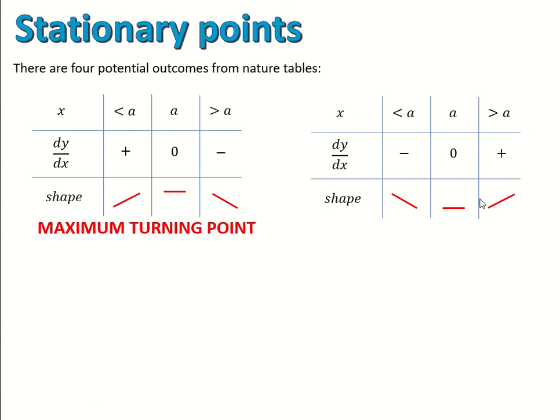As we've just looked at, you'd have your A in the middle, you know it's 0, you know it's flat. To the left of it, if it was negative, it's coming down. If it's to the right of it, it's positive, it's going up. That tells you you've got a minimum turning point.